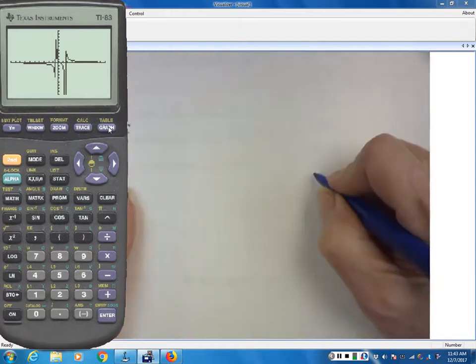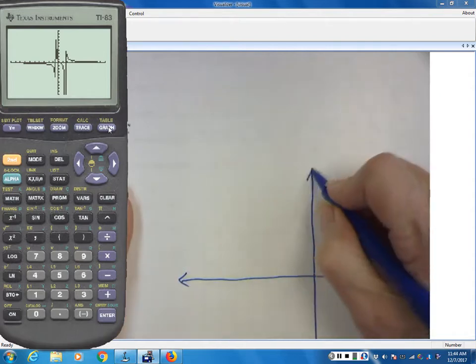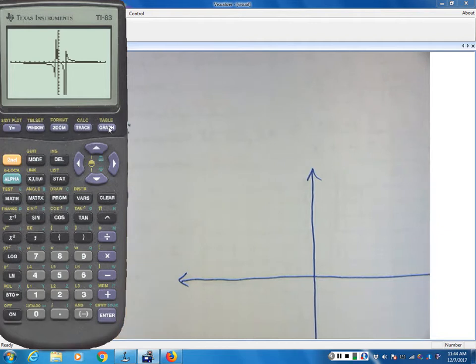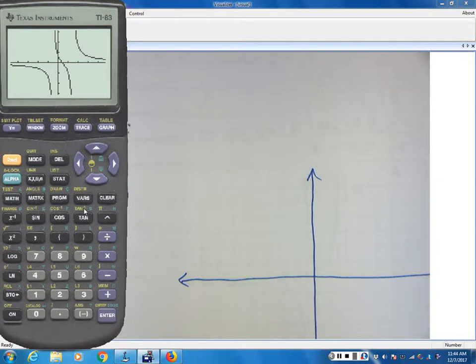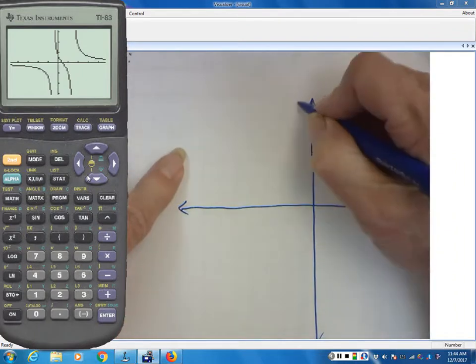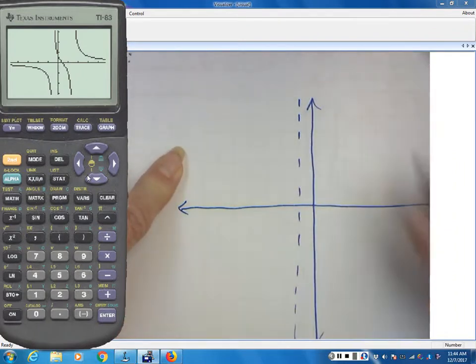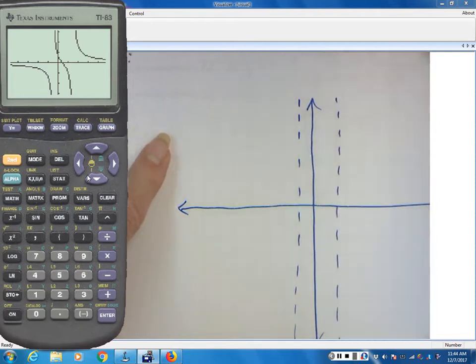Okay, let me just do a sketch rather than trying to make it perfect. And actually, I can make mine show better too so everybody else can see it. I'm going to go to my window. I'm going to go to Zoom 4 for the decimal. And you can see on there too what it actually looks like. So where it's trying to avoid, it's got this asymptote here that is not part of the graph. It's got another one here, which is not part of the graph.